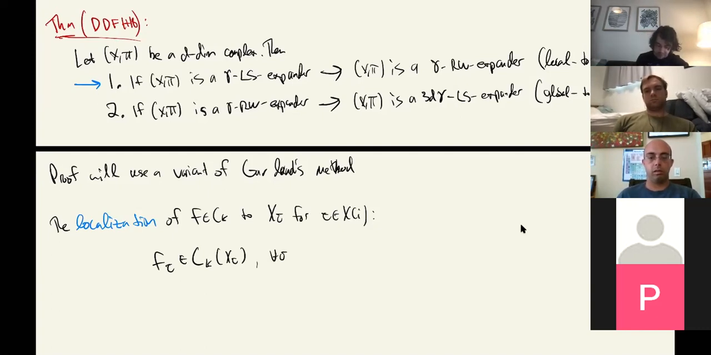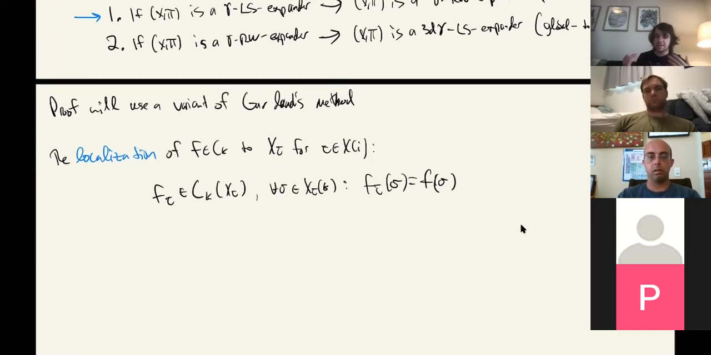And for all sigma in X_tau(k), we defined f_tau of sigma to be equal to f of sigma, right? So in essence, we were basically just throwing out tau. This was what we called localization, and we used it to prove Oppenheim's theorem.